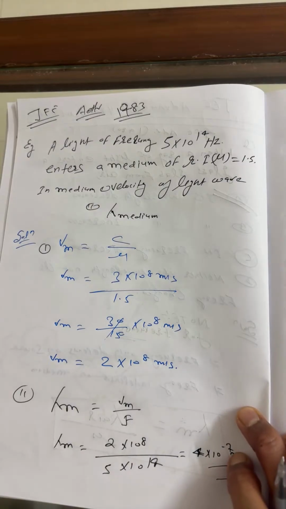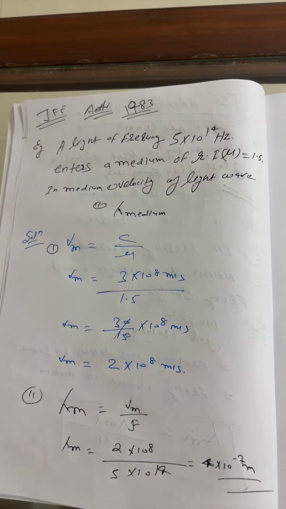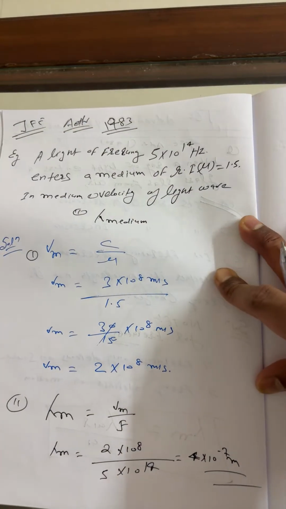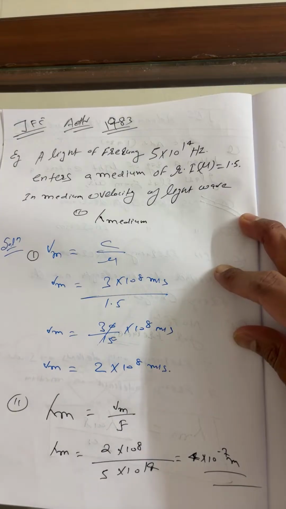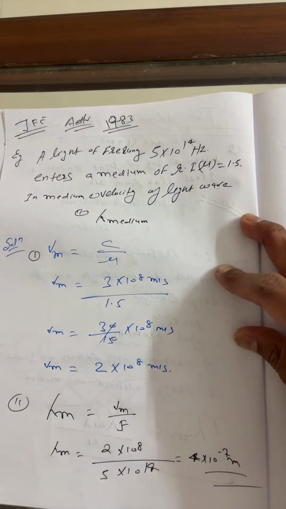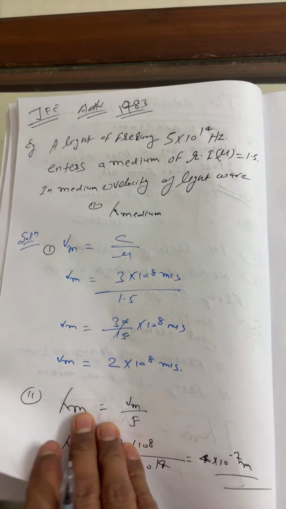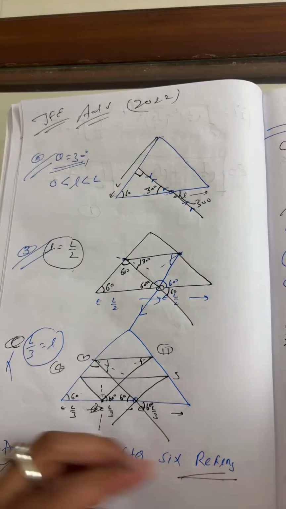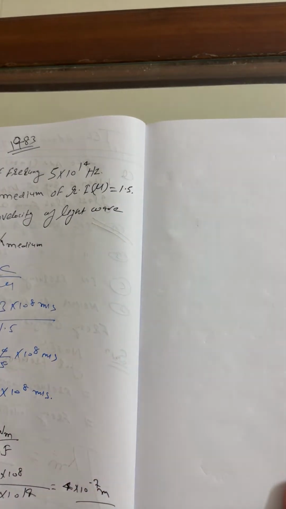This question is asked in JEE Advanced 1983. The frequency and refractive index are mentioned in the question. You wish to find the velocity of the light wave in the medium and the wavelength of the light wave in the medium. Hari Krishna, Adit, I'm very happy to see you. How are you? You got it. Already I discussed one question, two questions here. This was the previous session.